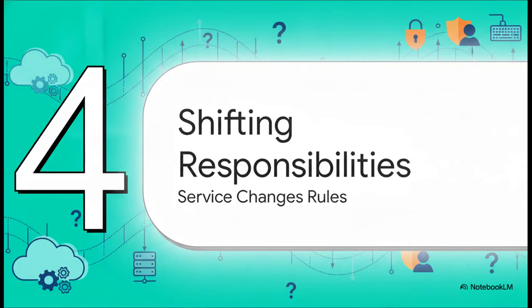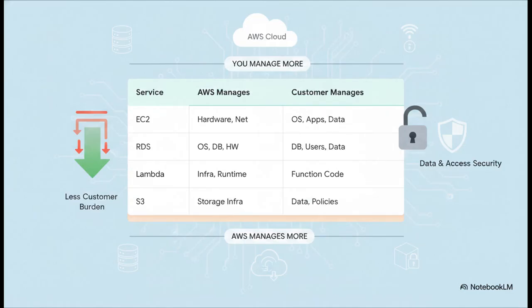Next up, Section 4, shifting responsibilities, how the service changes the rules. Okay, pay close attention here, because this is where the exam loves to set traps for you. The line between AWS and the customer isn't just drawn in the sand in the exact same place for everything.